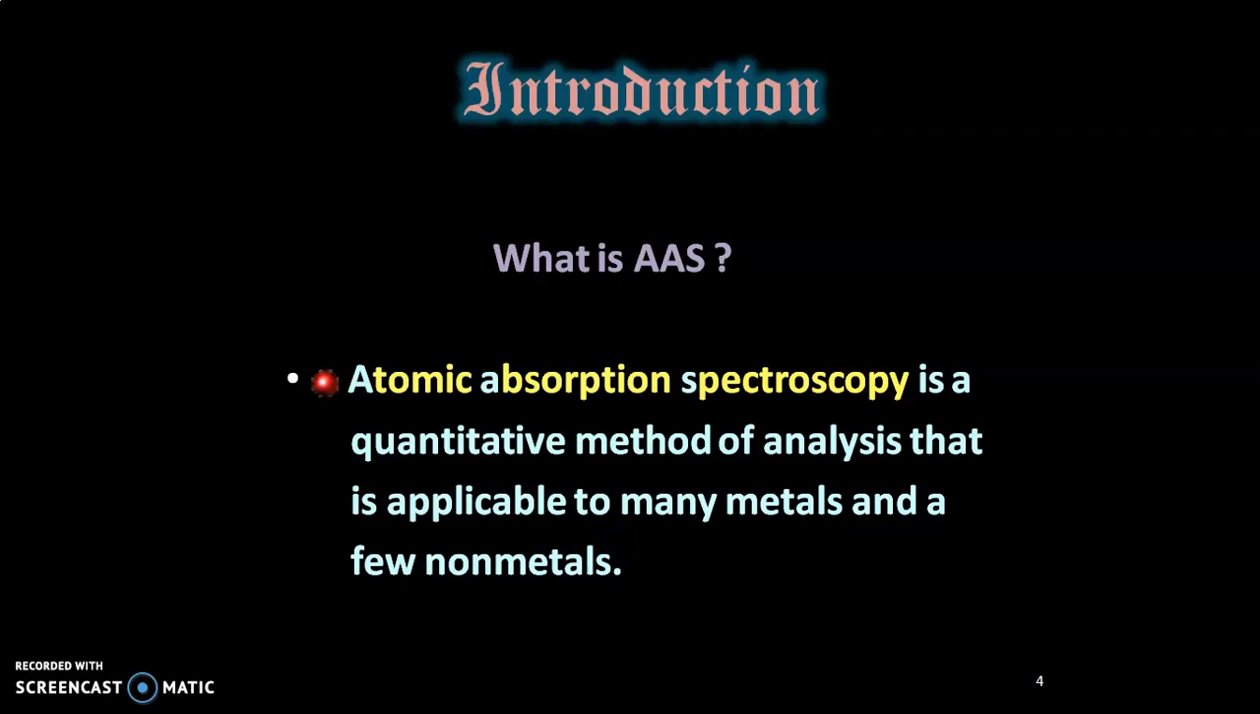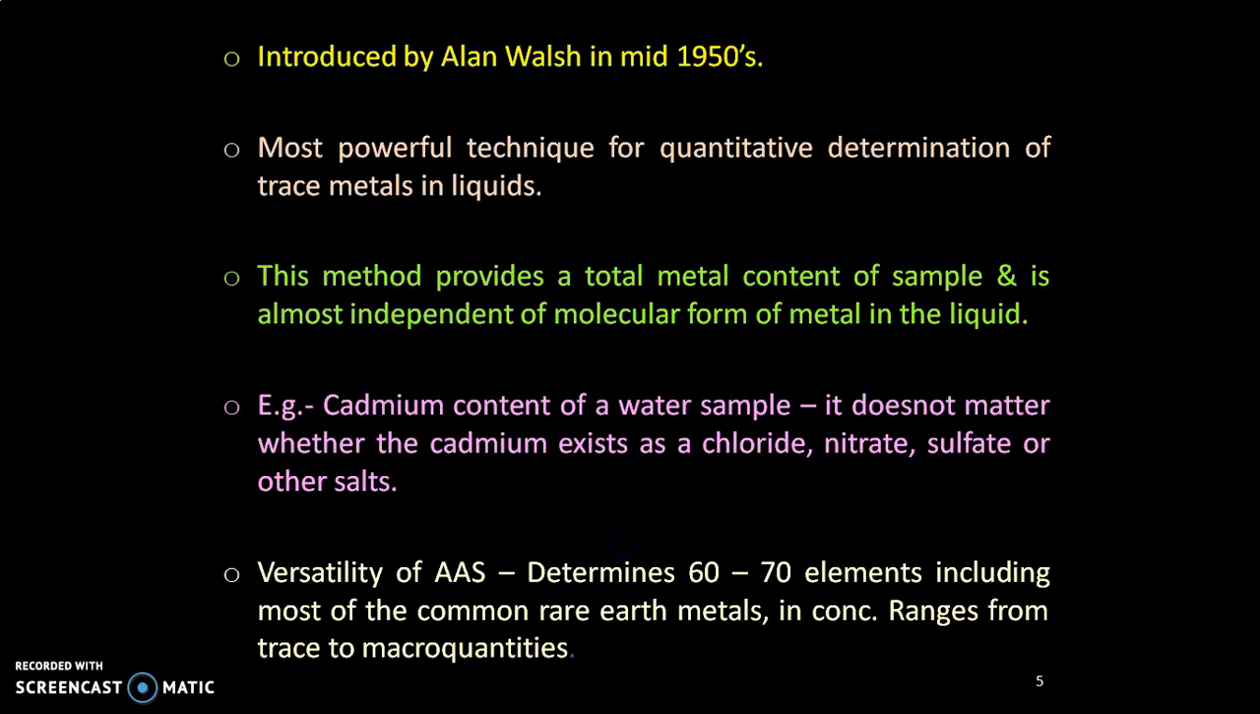To start with introduction, what is atomic absorption spectroscopy? Atomic absorption spectroscopy is a quantitative method of analysis that is applicable to many metals as well as to non-metals. It was introduced by scientist Alan Walsh in the 1950s.